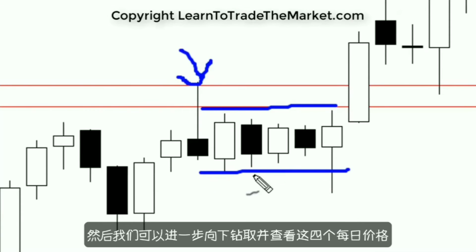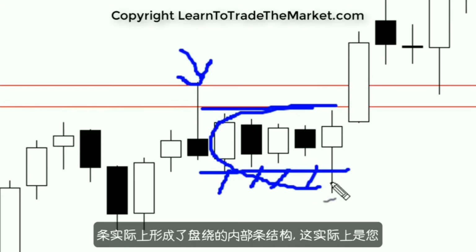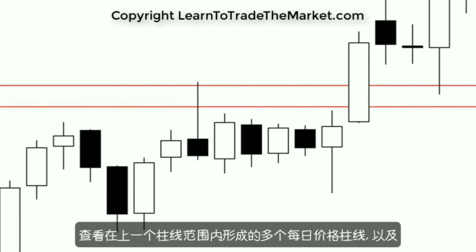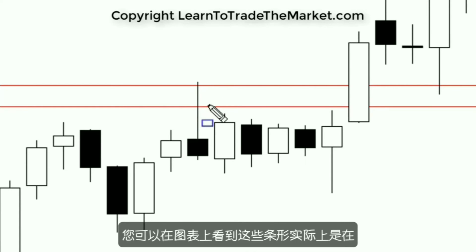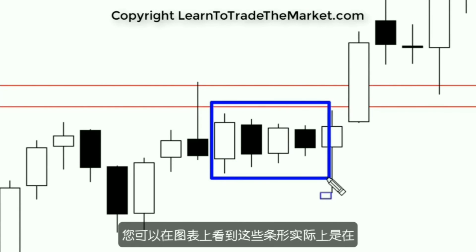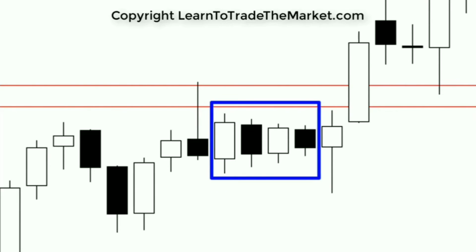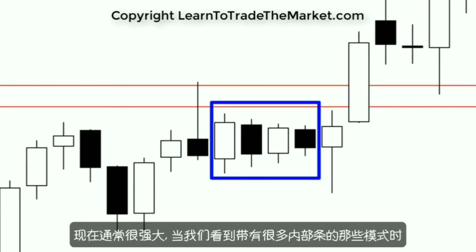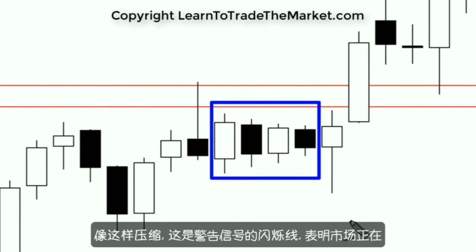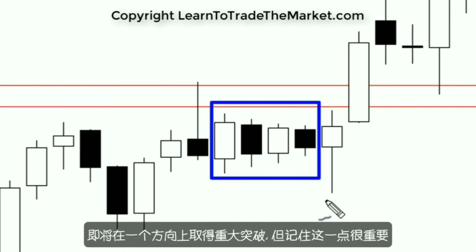We can then drill down a little bit further and see these 4 daily price bars actually formed a coiling inside bar structure. This is where you see multiple daily price bars that form within the range of the previous bar, and you can see that on the chart here. These bars are forming within the range of the previous bar, so that's a coiling inside bar structure, very powerful. Typically when we see patterns with lots of inside bars compressing like this, it's a flashing light, a warning sign that the market is about to make a major break in one direction.